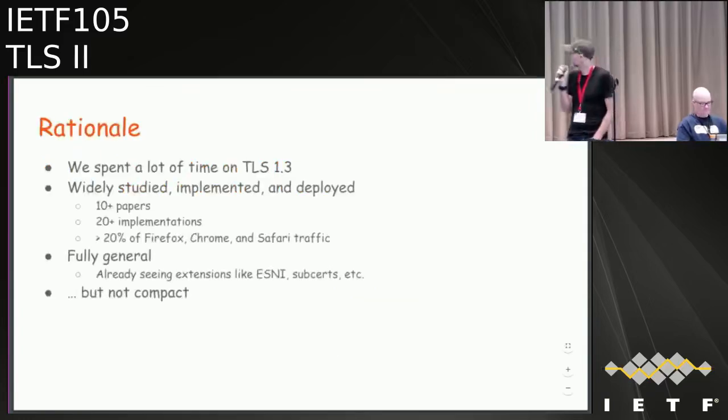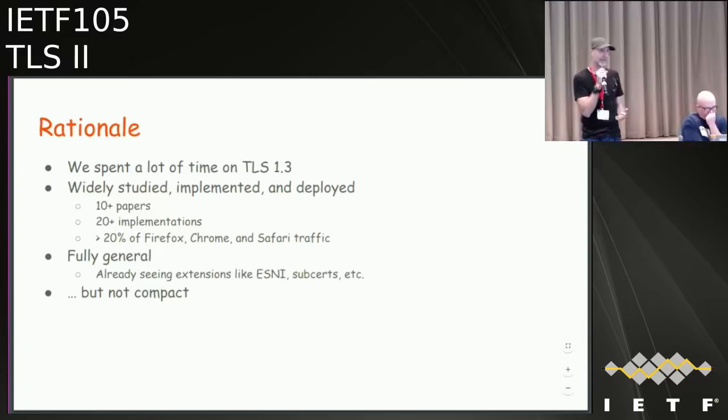So the question is, you want a compact key exchange, like what do you do? We spent an enormous amount of time on 1.3 getting it right, or at least as right as we know how to get. It's extremely widely studied. We have all these papers. We have a lot of implementations. It's already a pretty large fraction of traffic from browsers, and we're seeing increased deployment in other places as well.